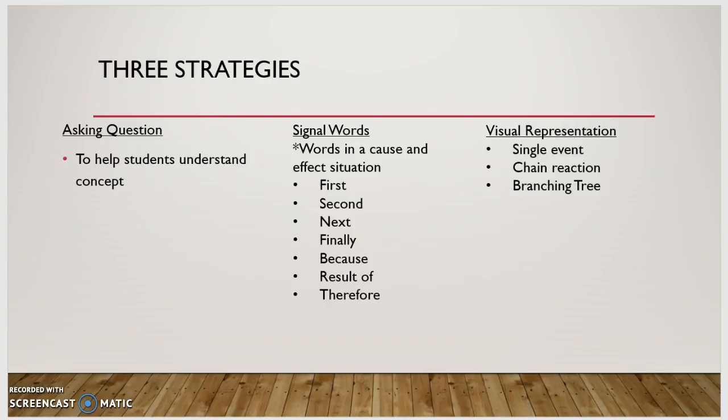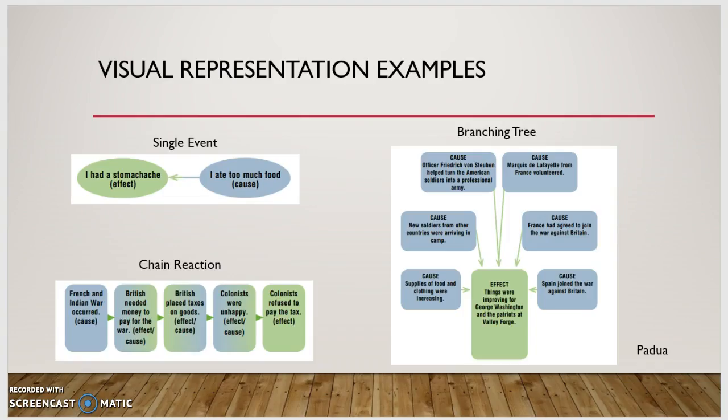And then the third strategy is visual representation. Three examples of that from the article that I read were single event, chain reaction, and branching tree. Here are examples of those visual representations. So a single event is an effect and a cause, and that's it. It's just one effect and one cause.